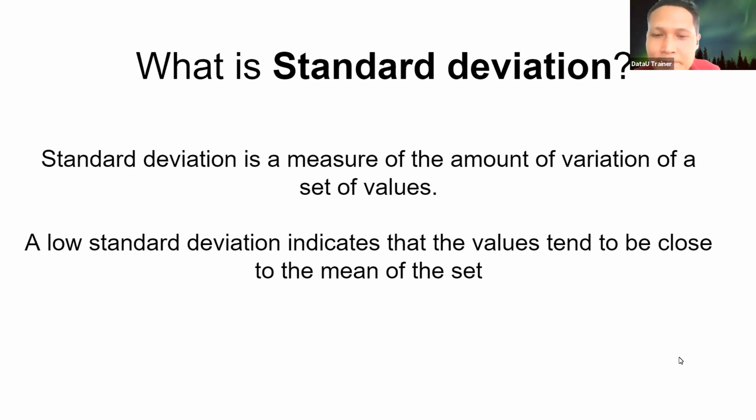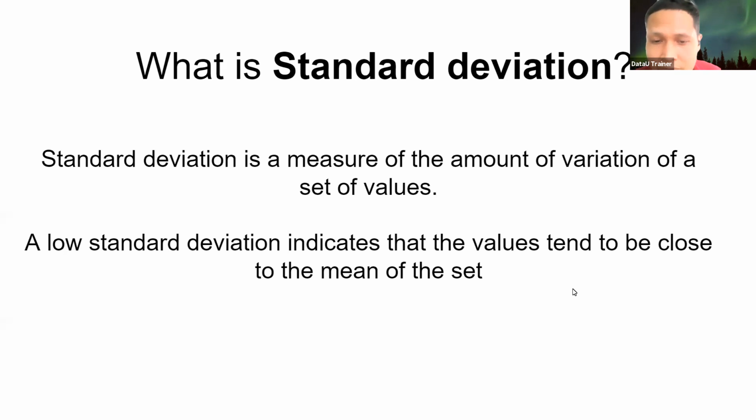So what's another word for mean? Remember when I was talking about the teacher scenario? So I want to find the mean of the score. But another word for mean is what? Average. Yes, perfect. Thank you. Sorry, I made that question really complicated, but yes, it indicates that the values tend to be close to the average of the set, which is the mean of the set. Okay, that's when you have a low standard deviation.